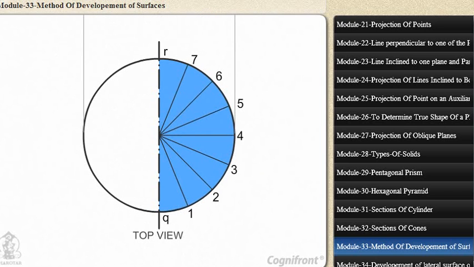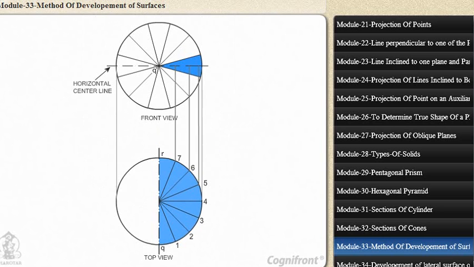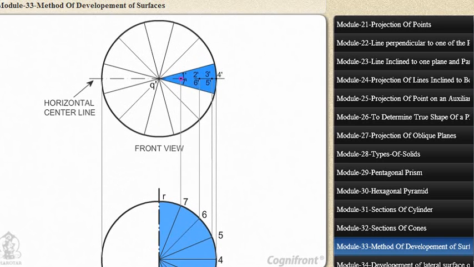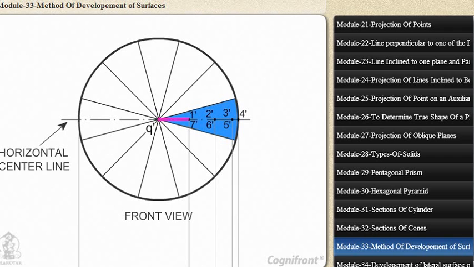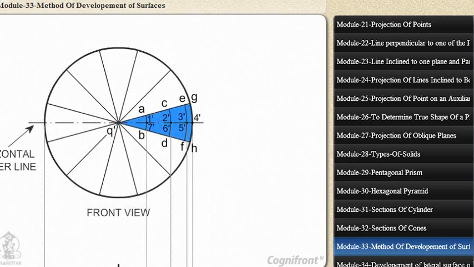Divide the semicircle QR of top view into 8 equal parts and label them from 1 to 7. Project the division points of top view on front view to get 1 dash, 2 dash, 3 dash, 4 dash, 5 dash, 6 dash, 7 dash points on horizontal center line. With Q dash as center and radii equal to Q dash 1 dash, Q dash 2 dash and Q dash 3 dash, draw arcs AB, CD and EF which will show the width of the lune at points 1 and 7, 2 and 6 and 3 and 5 respectively.